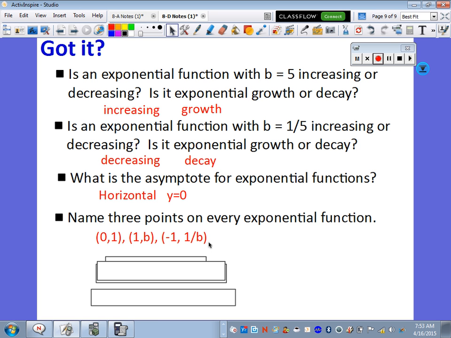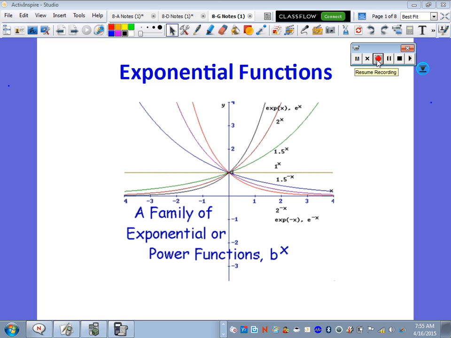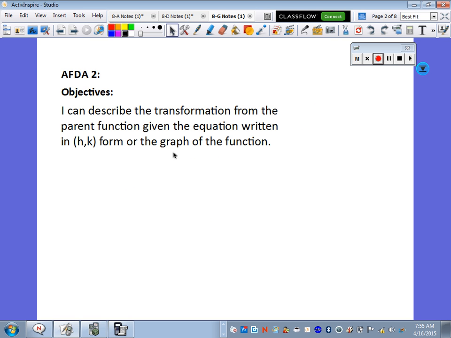Okay, continuing on. I know this is making this video a little bit longer, but please feel free to stop. Here we're going to be able to describe the transformation that's made when it's written in HK or vertex form, or looking at the graph. I always find it easier to graph it with the parent function, and then it's easier to see. So here's what you want to notice, and this is what they did.